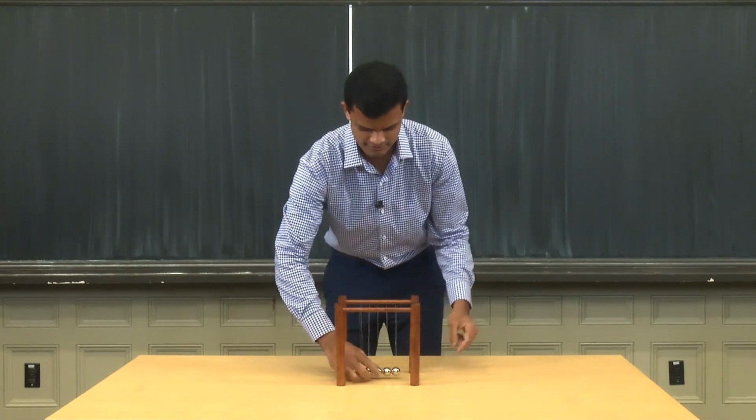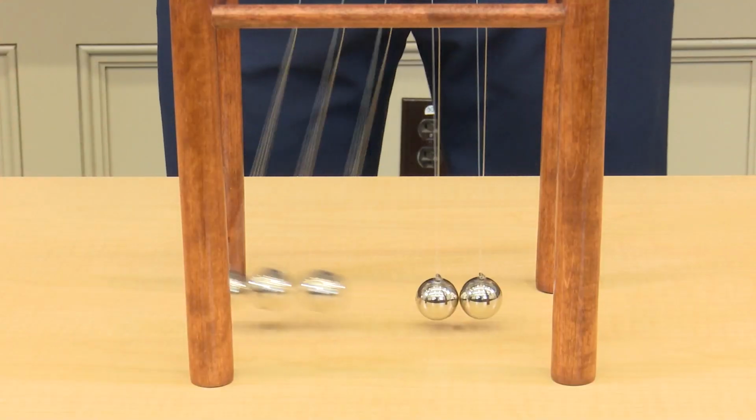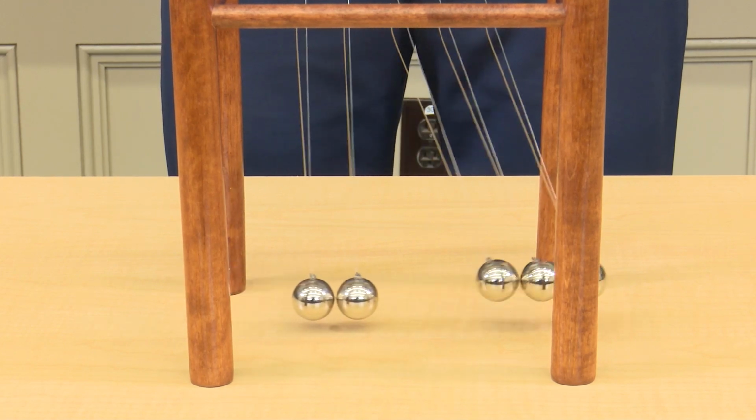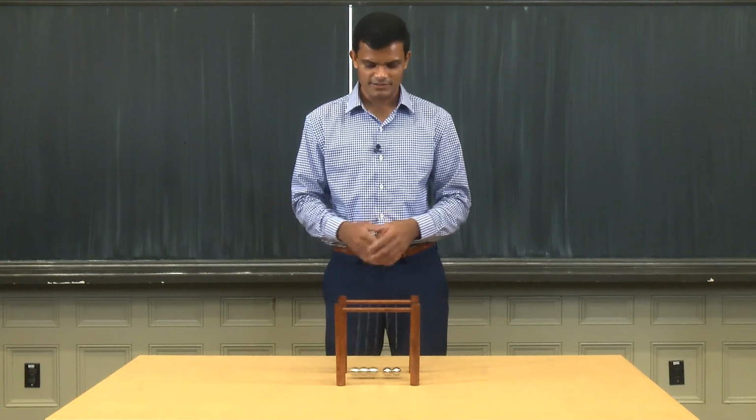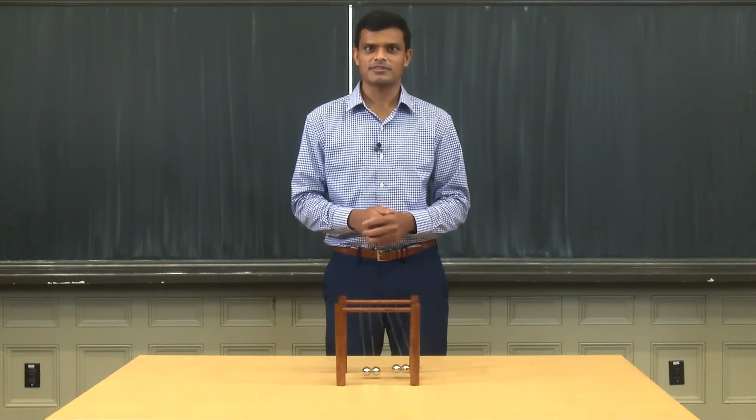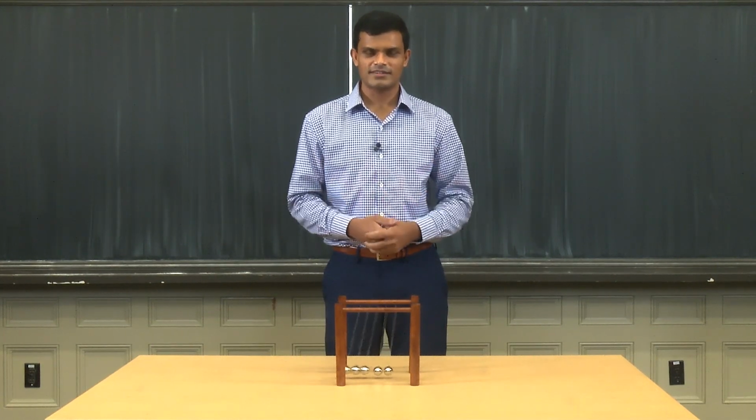Let's try 3. As you can see, you start off with 3, 3 come out on the other side. So Newton's cradle is a good example of conservation of momentum and the conservation of energy.